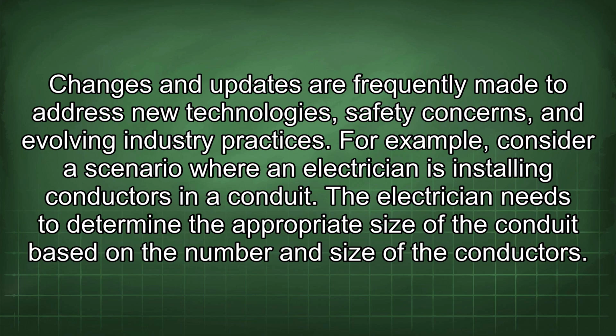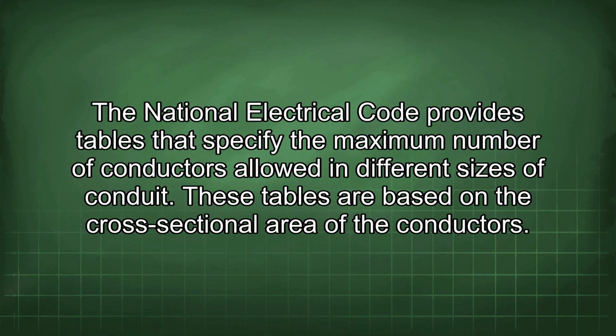For example, consider a scenario where an electrician is installing conductors in a conduit. The electrician needs to determine the appropriate size of the conduit based on the number and size of the conductors. The National Electrical Code provides tables that specify the maximum number of conductors allowed in different sizes of conduit. These tables are based on the cross-sectional area of the conductors.